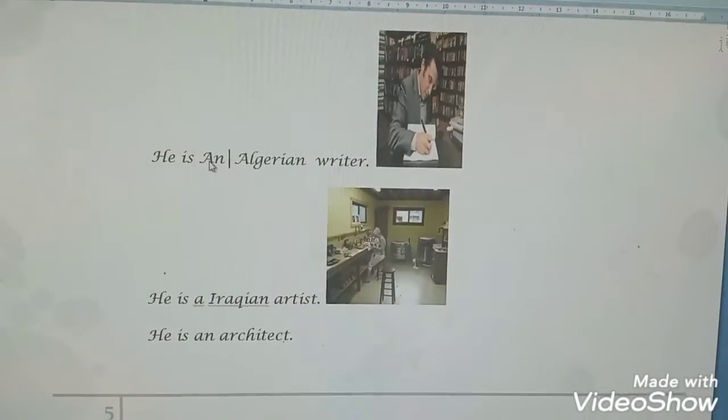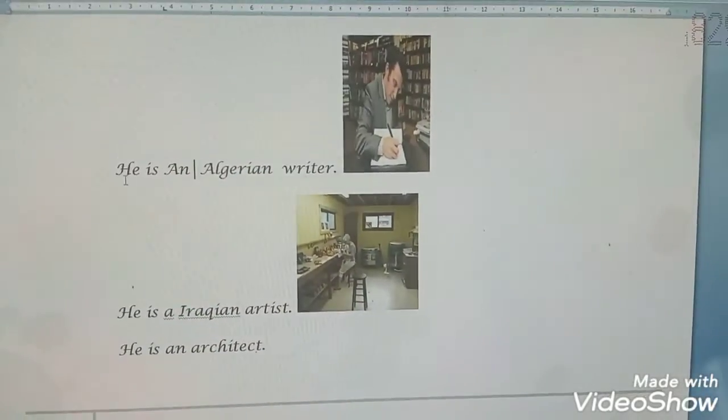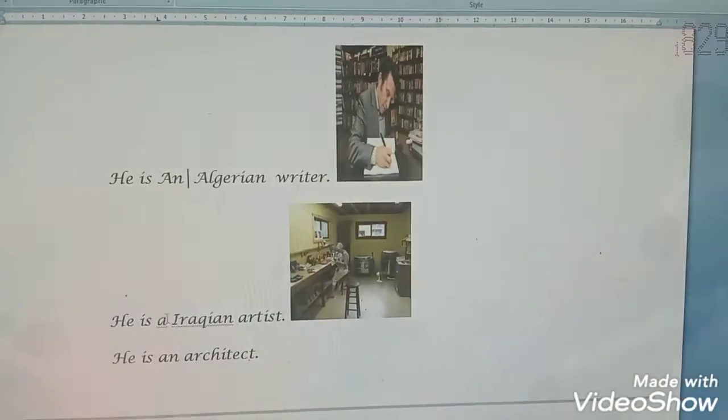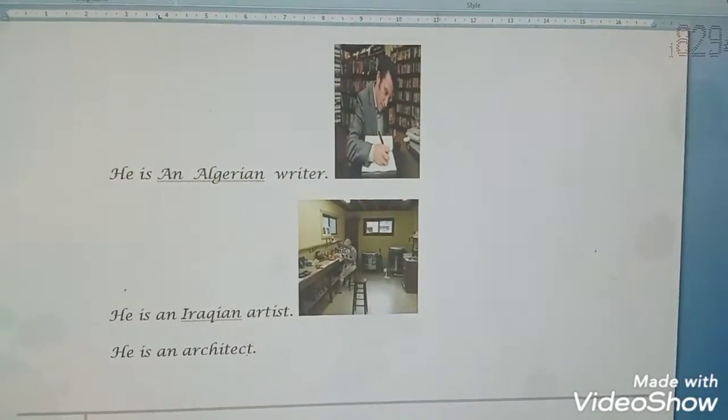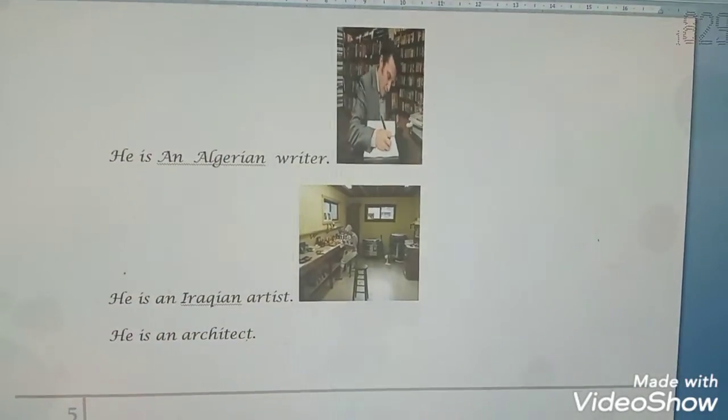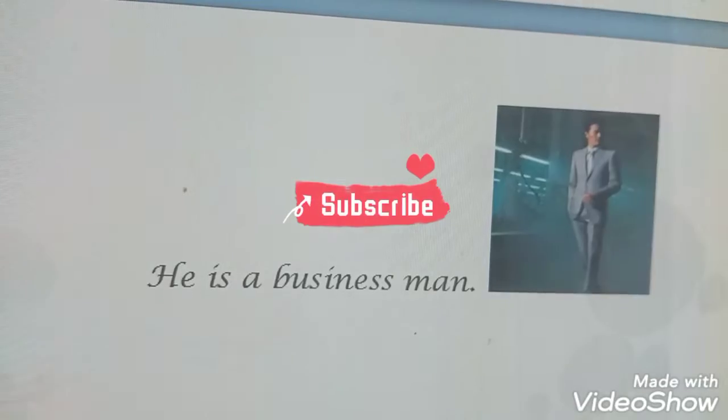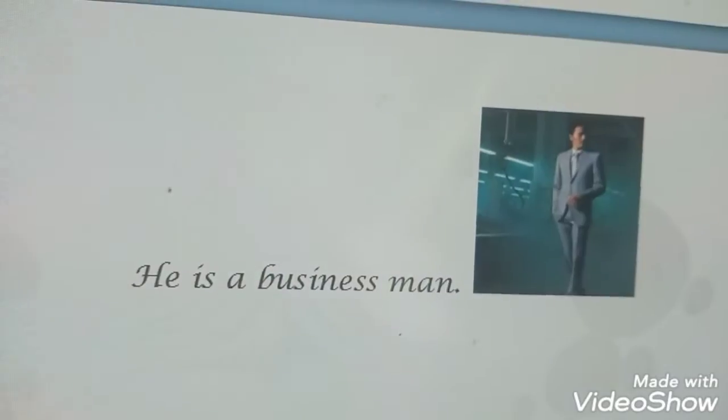Picture number 5, he is an Iraqi artist. An Iraqi artist. And he is an architect. Architect. He is a businessman, or businesswoman.